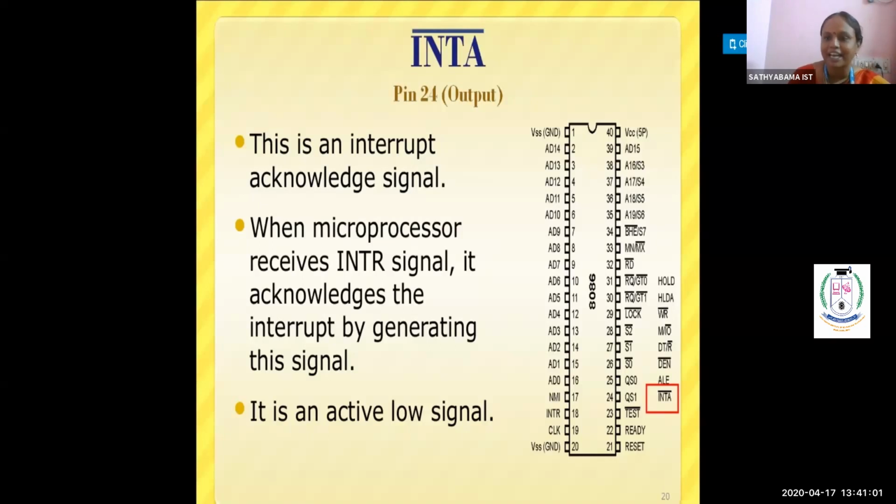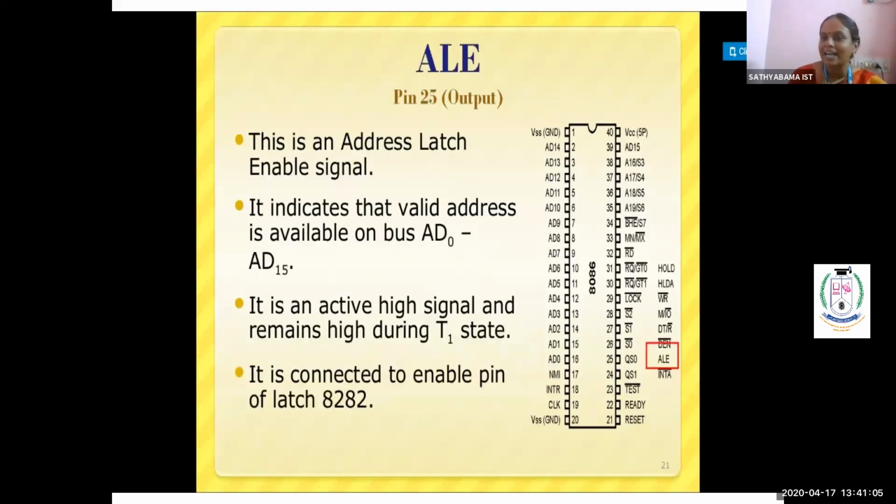Whenever it accepts any request, it will acknowledge through the INTA signals. Then ALE, I already told you, address latch enable. It will separate the address bus and data bus. You may ask, it is not used for maximum mode? It will be used, but the bus controller will take the control and do that separation. But here in minimum mode, ALE will separate the address and data.